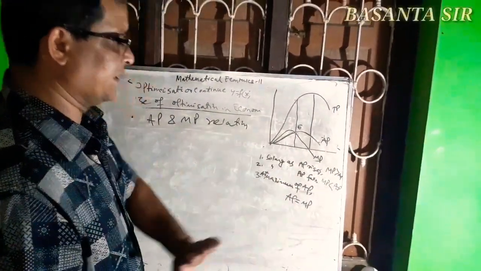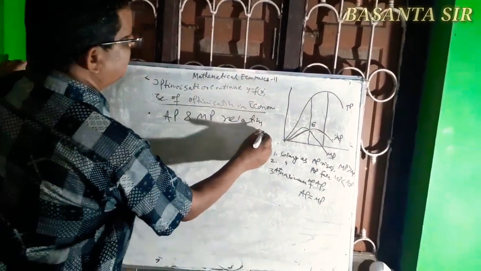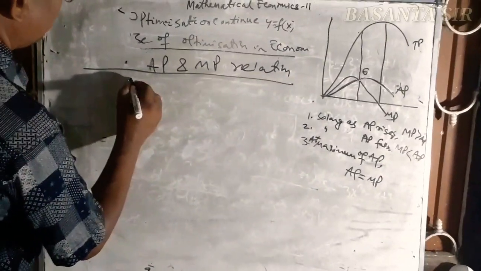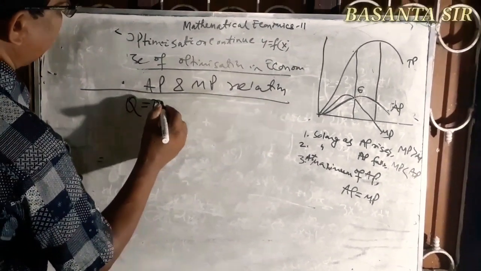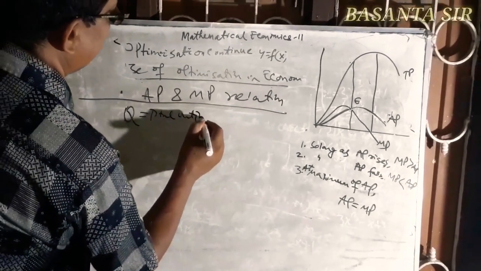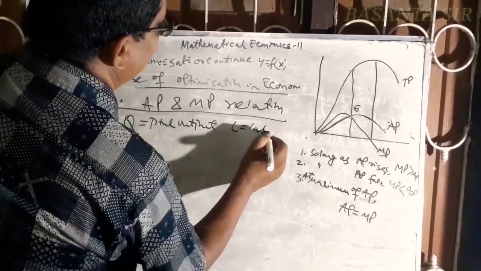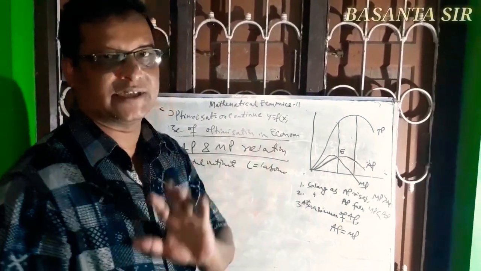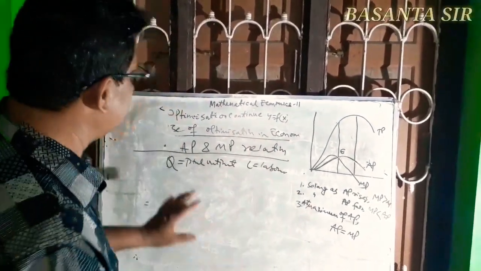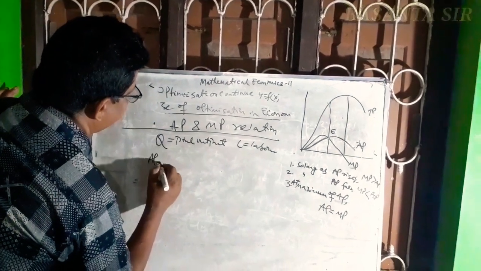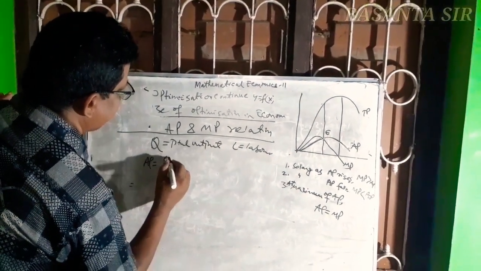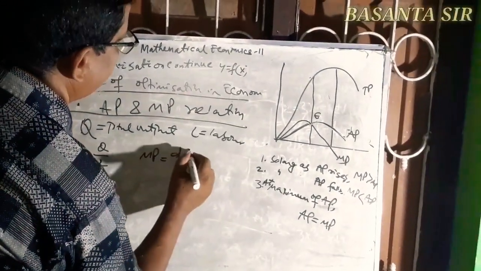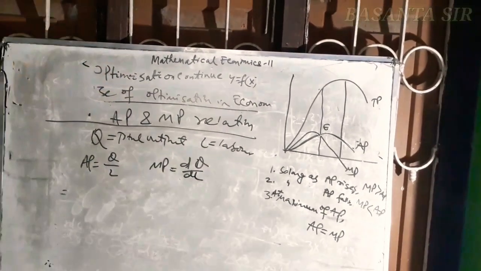We have to prove these three things, just as we proved in case of SC and MC. Look, first of all, we go to AP. We know Q equal to total output, L equal to labor used. The law of variable proportion is a short run production function in which only labor changes. So we consider labor as a variable factor. So your AP will be total product by labor, that means Q by L, and MP will be the derivative of Q with respect to L.